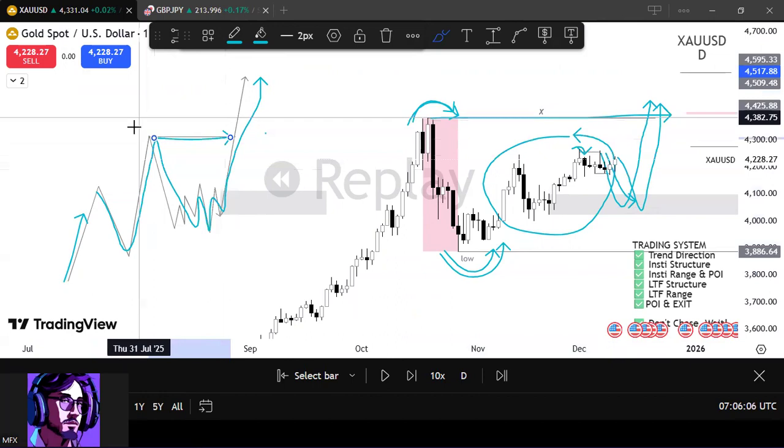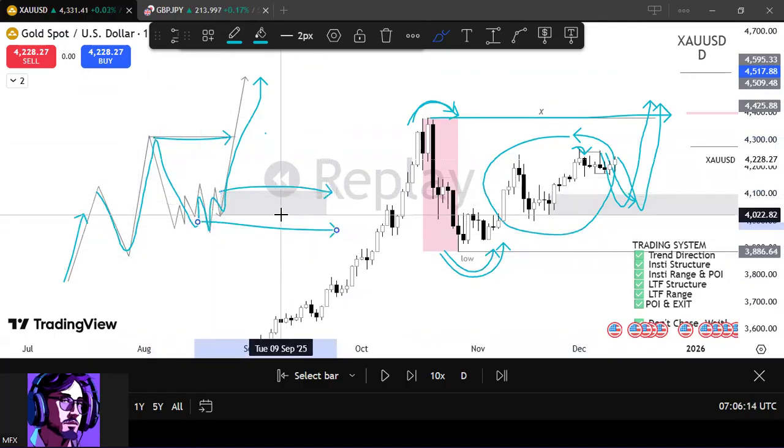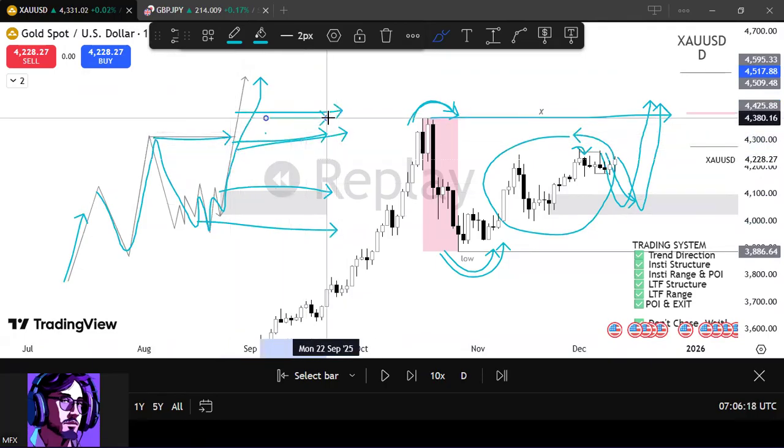This now can be called a range. And what is the next thing I do when I identify my current price range? I look for the POI of that range. It might be this, it might be a breaker block around here, it might be a breaker block around here. This is just what I identify as range.